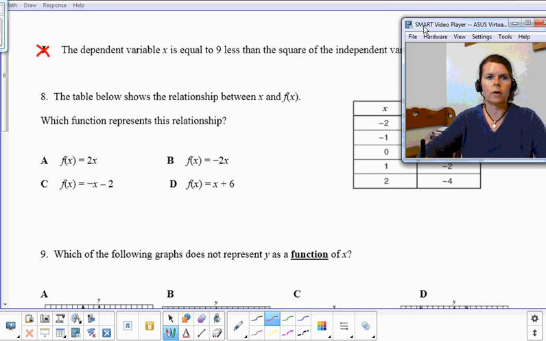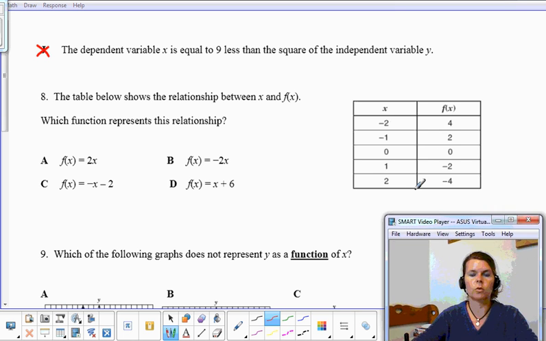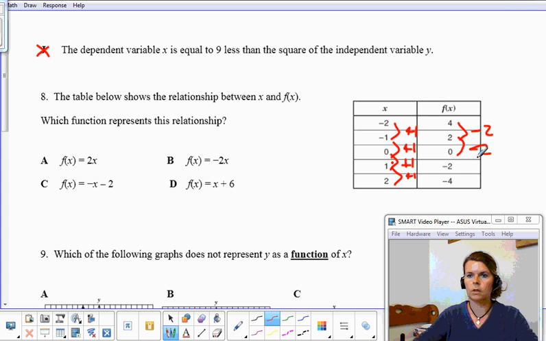Okay, number 8. A lot of people got this one right. They just didn't show work. So I really liked how some people showed work. They went like this. They said, okay, well this keeps going up by 1. And then they wrote over here, well, this keeps going down by 2. And so really you could do rise over run, which is y over x. The change in y, that means change, over the change in x is negative 2 over 1.